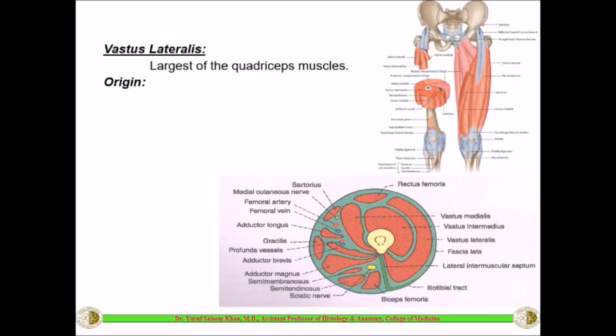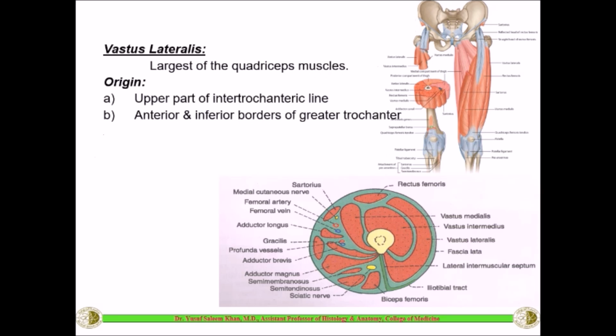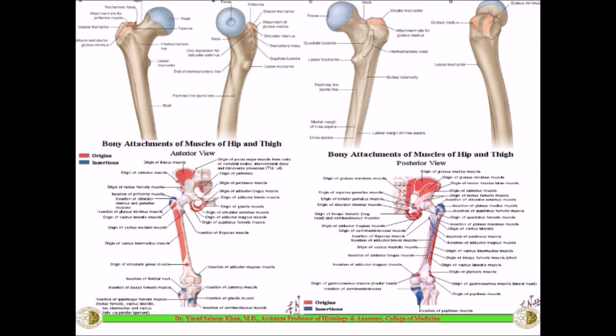So the origin of this muscle is from the upper part of the intertrochanteric line. So where is this intertrochanteric line? We'll see this picture and then we'll appreciate this. Okay, so if you see here, this is the greater trochanter of the femur and this is the lesser trochanter. In the front we have something called the intertrochanteric line, the line extending from one trochanter to the other trochanter. Inter means between the trochanters. So if you see from the front of the femur, you can see a line between the two trochanters. This is called the intertrochanteric line.